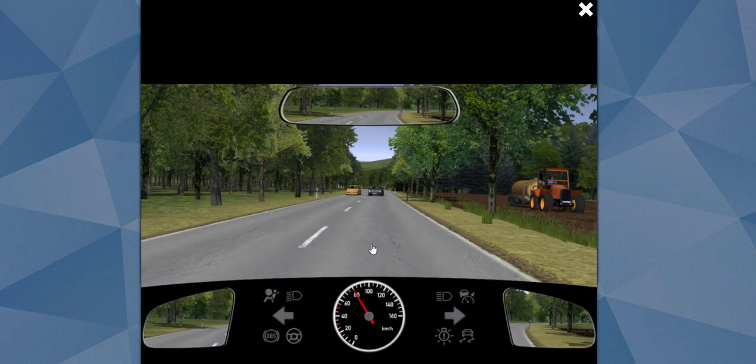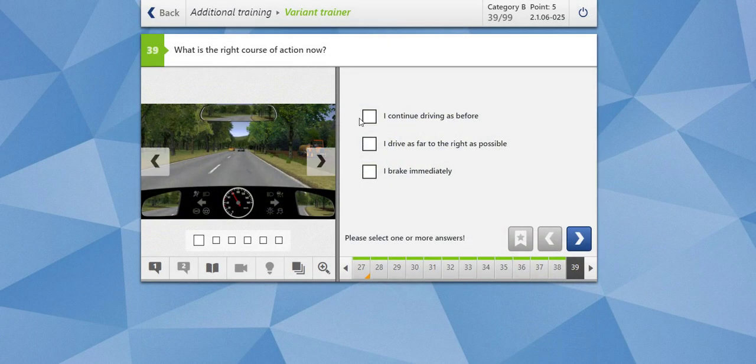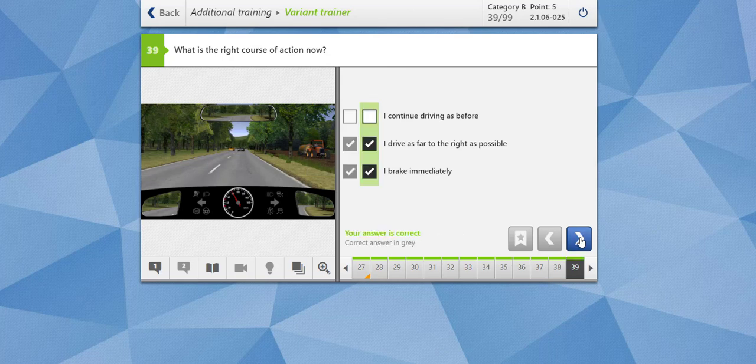What is the right course of action now? So what we see here. We are moving at 80, but there is a grey car which is in our lane, and then there's a yellow car. And it seems this grey car is overtaking the yellow car. I continue driving as before? No. I drive as far to the right as possible? Yes. I brake immediately? Yes. Because in order to maintain a safe distance, you have to drive as far to the right, and you should brake immediately. Let's look at the answer. Our answers are correct.